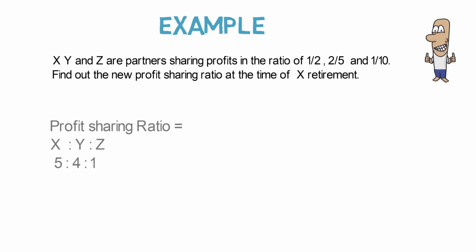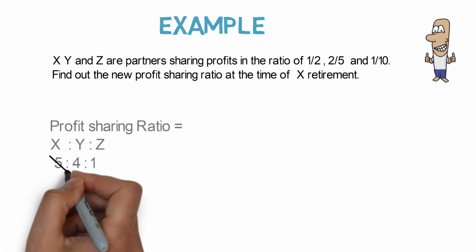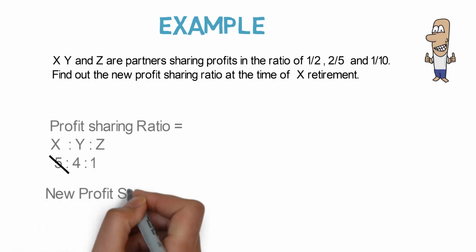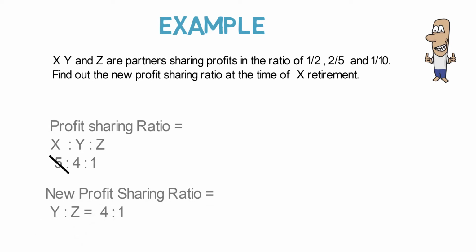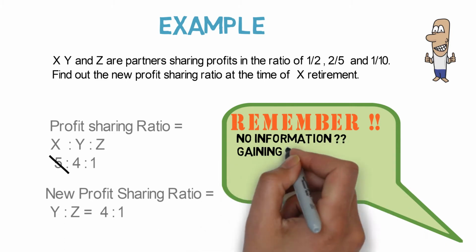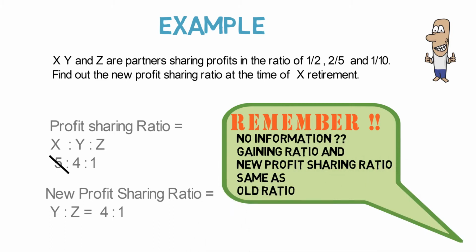Now since X is retiring, simply strike out the profit share of X from the existing ratio. The new ratio will be, always remember, unless any other information is given in the question, the retiring partner's share of profit is acquired by the remaining partners in the old profit sharing ratio, and the new profit sharing ratio among the continuing partners will remain the same.